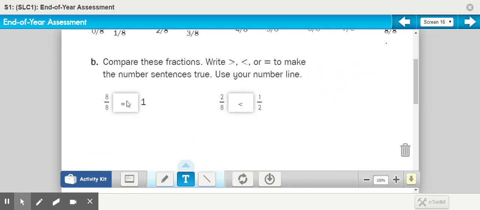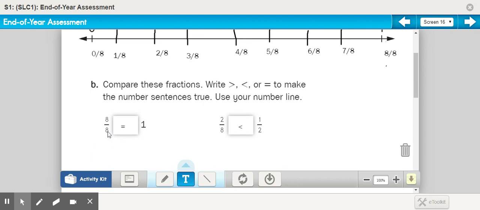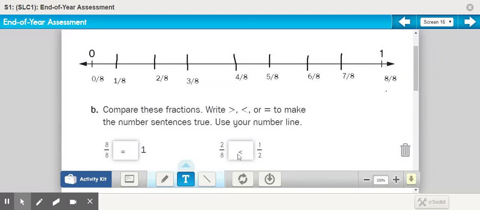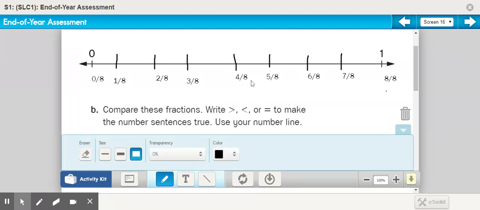Okay. B says compare these fractions, right? Greater than, less than, or equal to make the number sentences true. Use your number line. So for mine, I said 8/8 is equal to 1, and 2/8 is less than 1/2. So we looked up at our number line. Remember, halfway in this number line would be 4/8, and so 4/8 is equivalent to 1/2. Those are equivalent fractions.